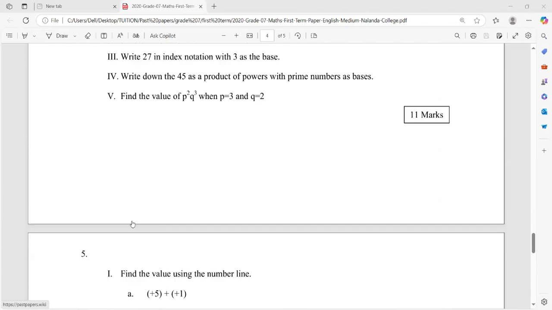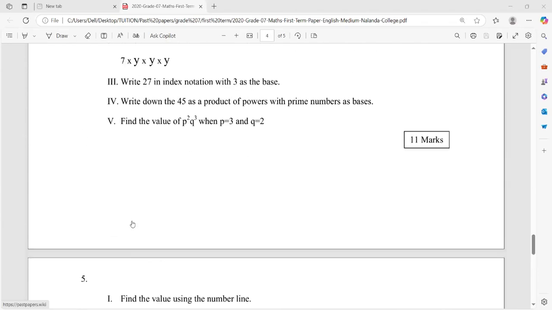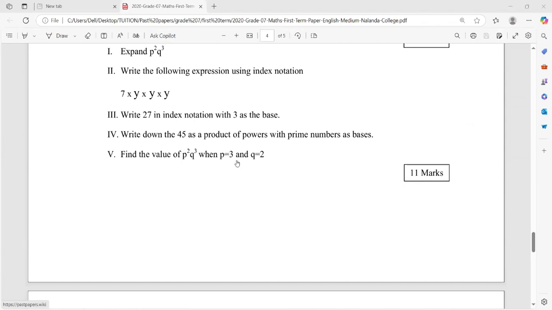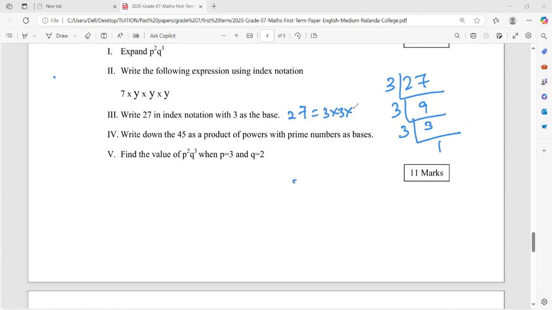In question number 4, third part, write 27 in index notation with 3 as the base. For that, we have to divide 27 by 3. Then we get 9, we divide by 3 again, we get 3, we divide by 3 again, we get 1. Then you can say 27 equals 3 into 3 into 3, which is equal to 3 to the power 3. 27 is equal to 3 to the power 3.